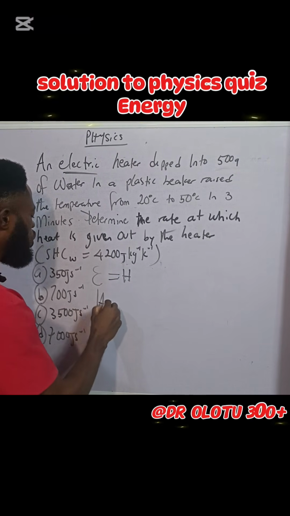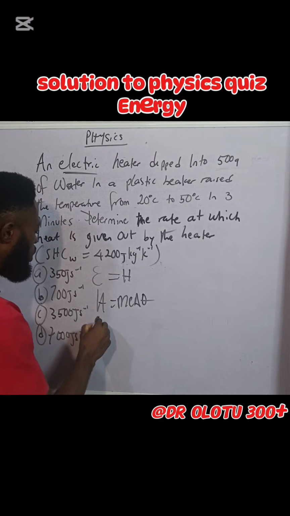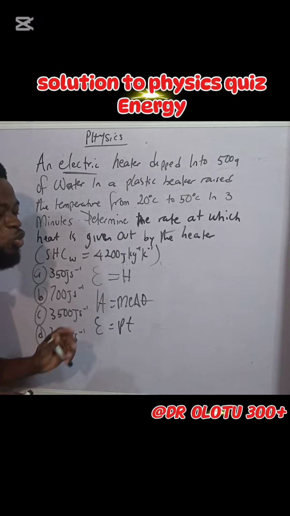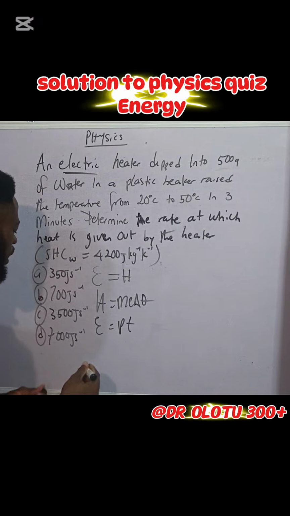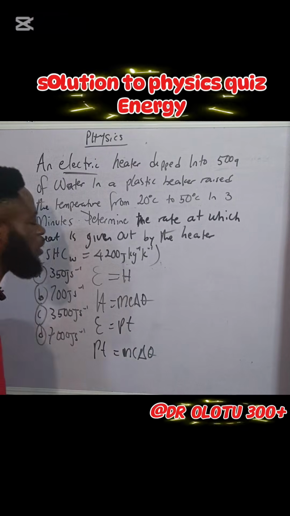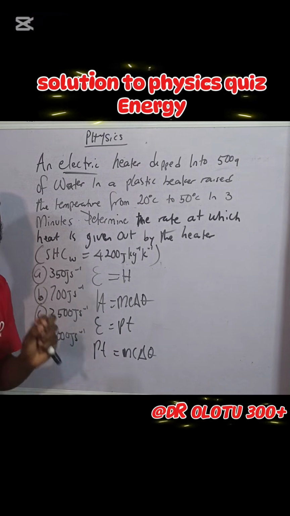For heat energy, H is given as MC change in theta. For electric energy, there are different formulas. One of those formulas is E equal to PT. So when I marry these together, I have PT equal to MC change in theta, right? Now, when you say rate, the word rate represents power.